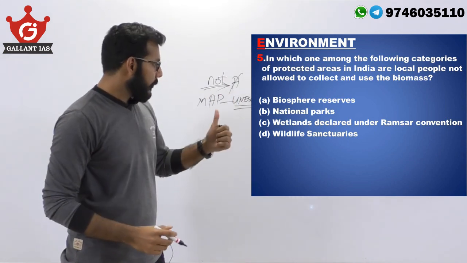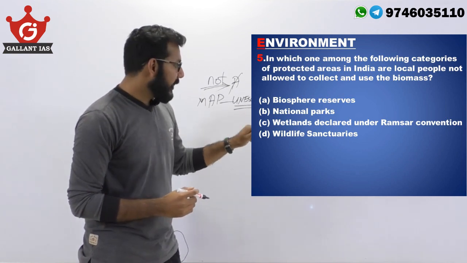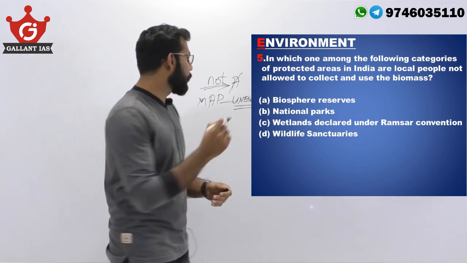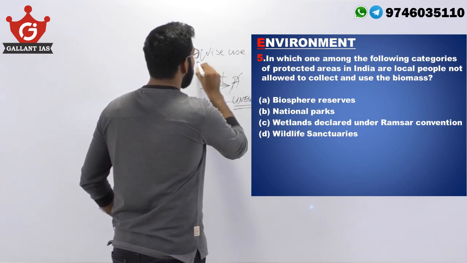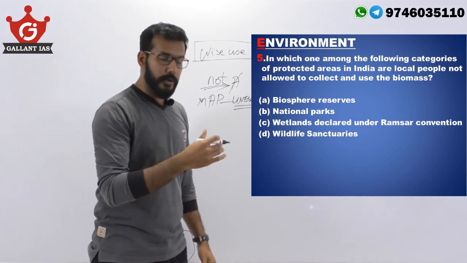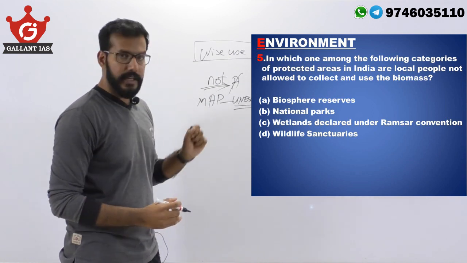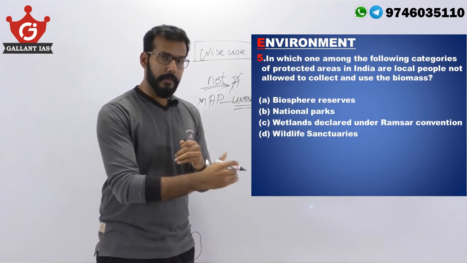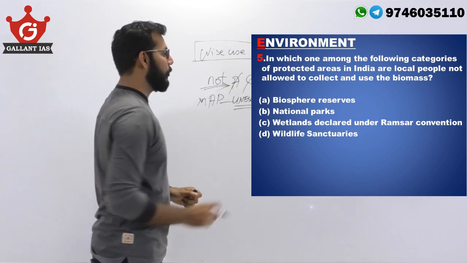And now let's consider B and D together. So we'll consider C first. Wetlands declared under Ramsar Convention. Ramsar Convention advocates wise use. This is important. They do not discourage use. Ramsar Convention, which was constituted to protect the wetlands across the world, advocates wise use of the said wetlands. They do not restrict the local population from accessing these wetlands. So again, C is not your answer.